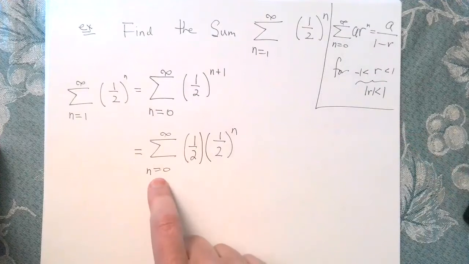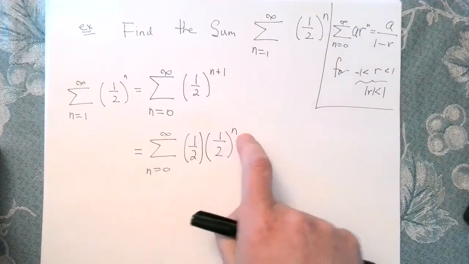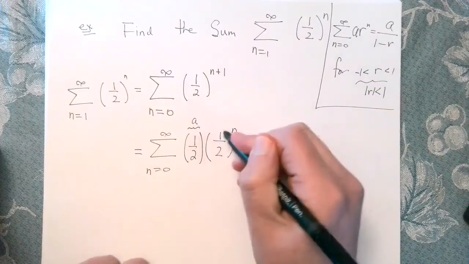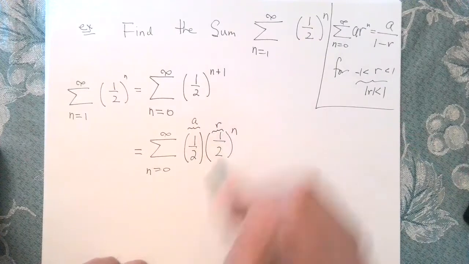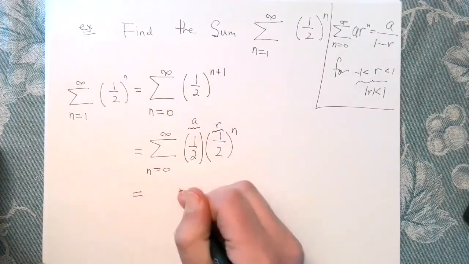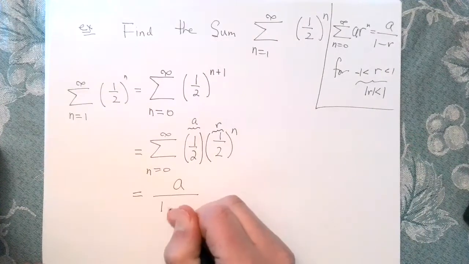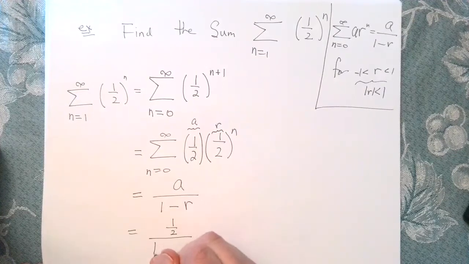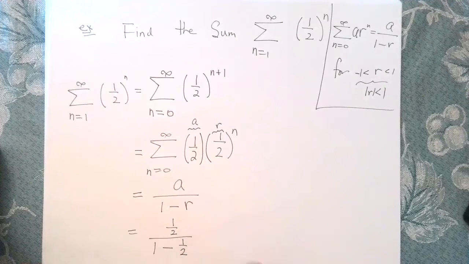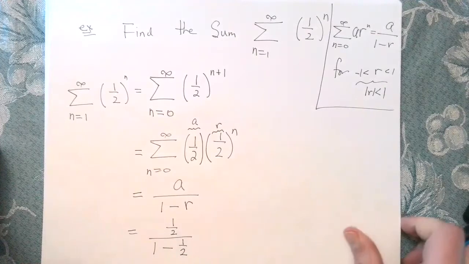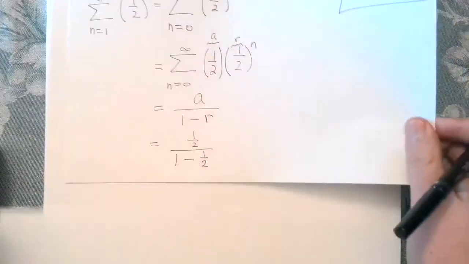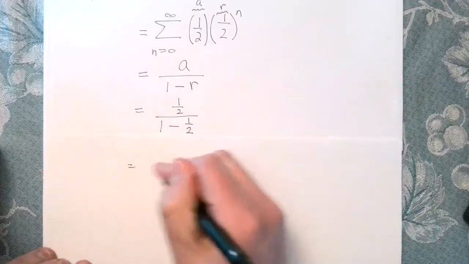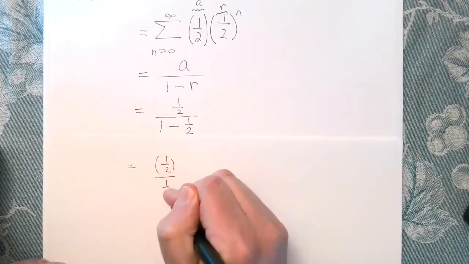I've got the series from n equals 0 to infinity of a times r to the n. So this is exactly a, and this inside is the common ratio r. So this is equal to a over 1 minus r, and so that's equal to a, which we said was 1/2, over 1 minus r, so r we said was 1/2 in this case. And so this is not so bad. So here, it just looks like we have 1/2 over 1/2, but that's exactly 1.